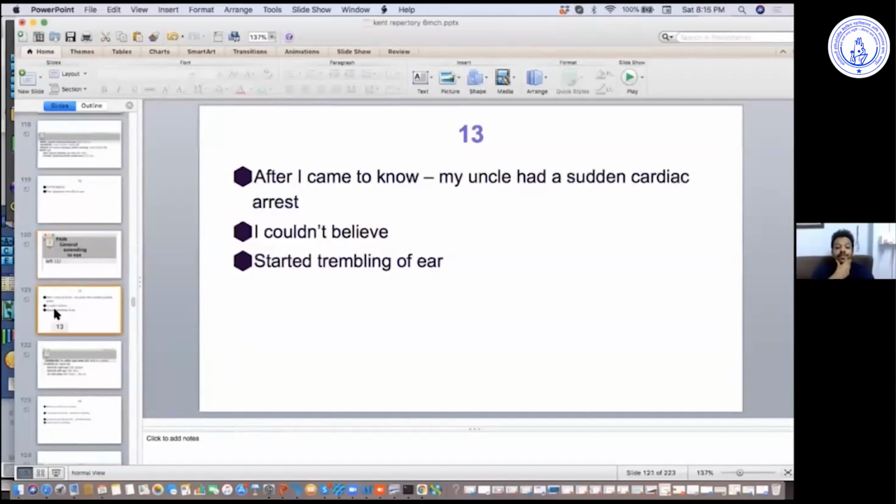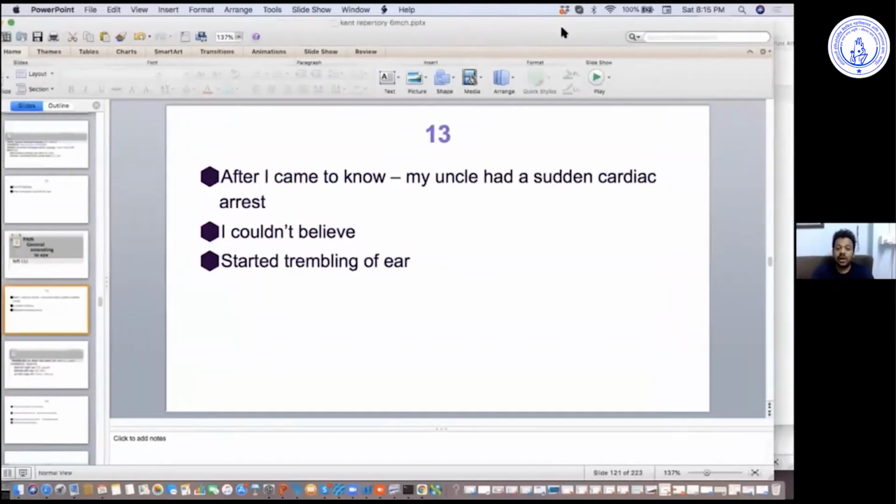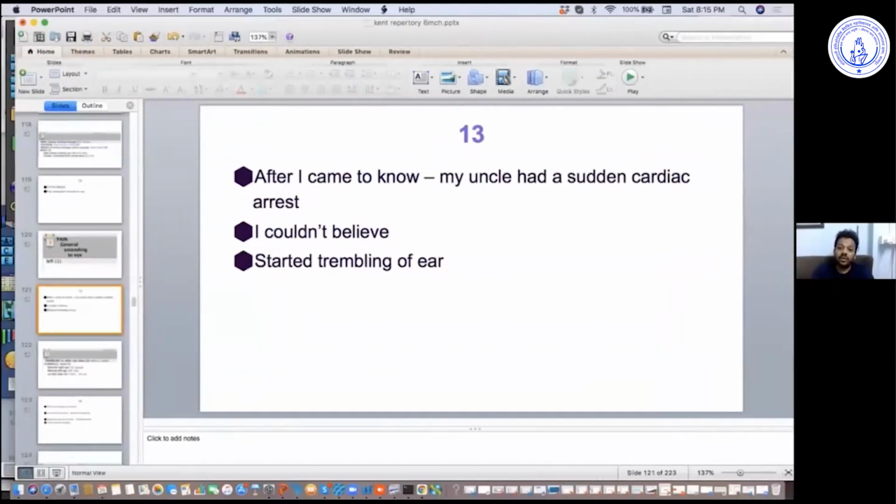Let's study further. After I came to know about my uncle's sudden health issue, cardiac arrest, I couldn't believe it. I went into a shock. How could it happen? And suddenly my ears started trembling. But how will you take this into a repertory? Come on, open repertory.